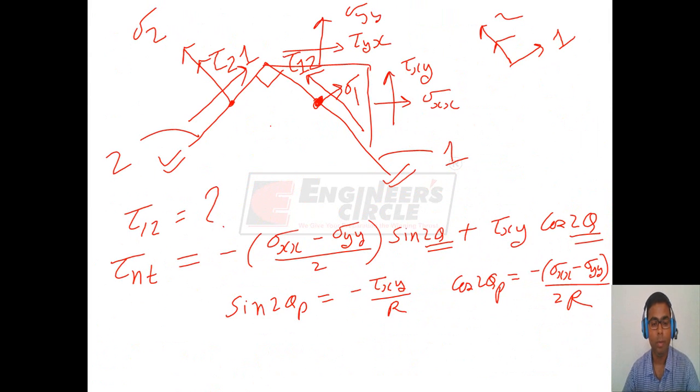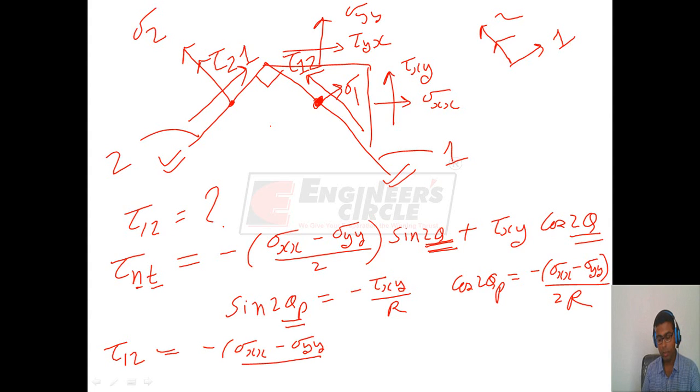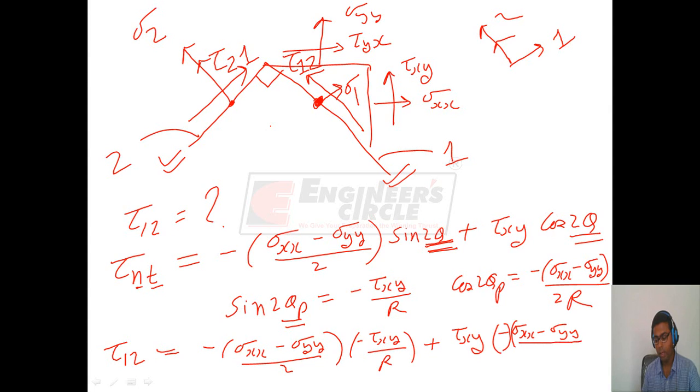So we get the value of tau nt, that is tau 1 2, because we are putting principal plane angles in this equation. We will get tau 1 2 equal to minus (sigma xx minus sigma yy) by 2, instead of sine 2 theta, I can put minus tau xy upon r, plus tau xy, in place of cos 2 theta, I can put minus (sigma xx minus sigma yy) by 2r. If you can see, both these terms cancel out and we get 0.